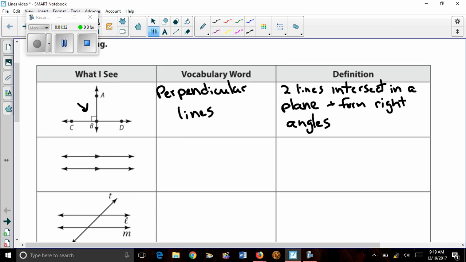We also have a bit of notation whenever we talk about two lines being perpendicular. We can use a symbol. This symbol is an upside down T. For example, in this picture, we could say that line AB is perpendicular to line CD.